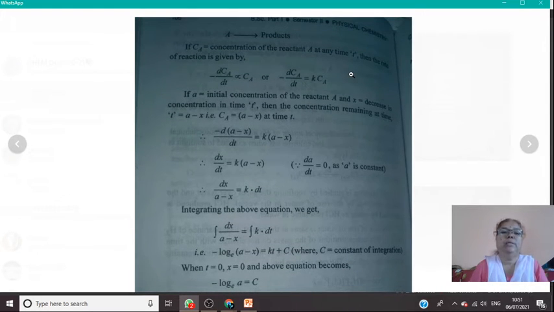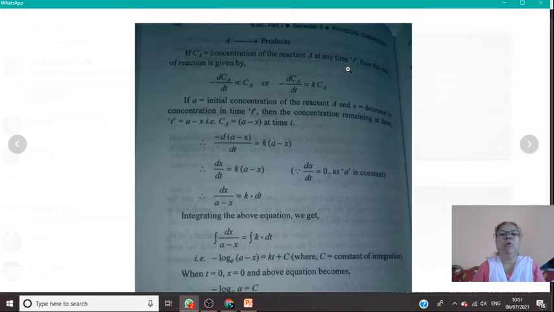Good morning, students. Last time you learned the kinetic derivation of first order reaction. Let us revise once again. Here, all of you know the first order reactions are the reactions in which the rate of reaction depends on the concentration of a single reactant.